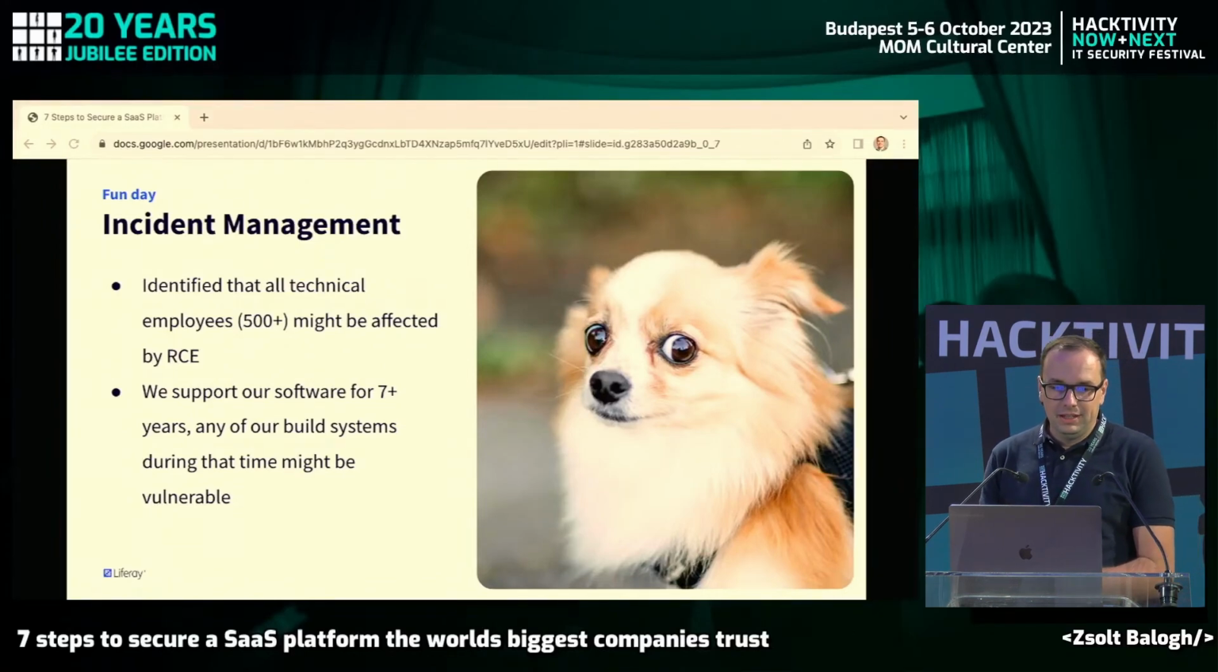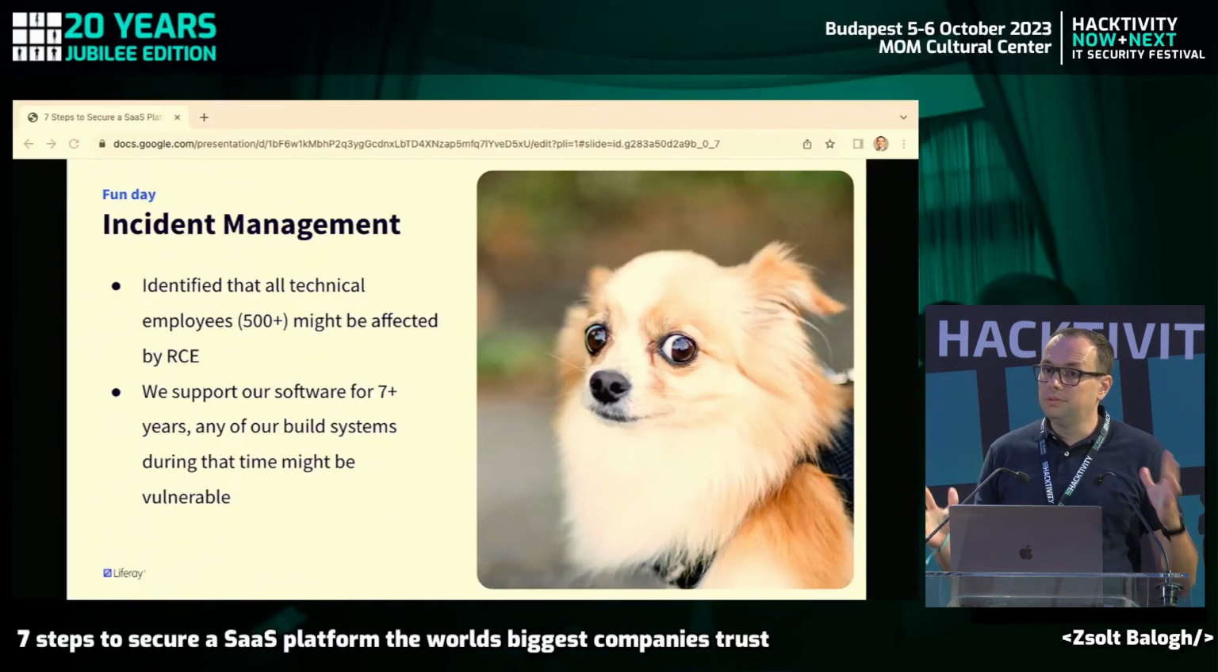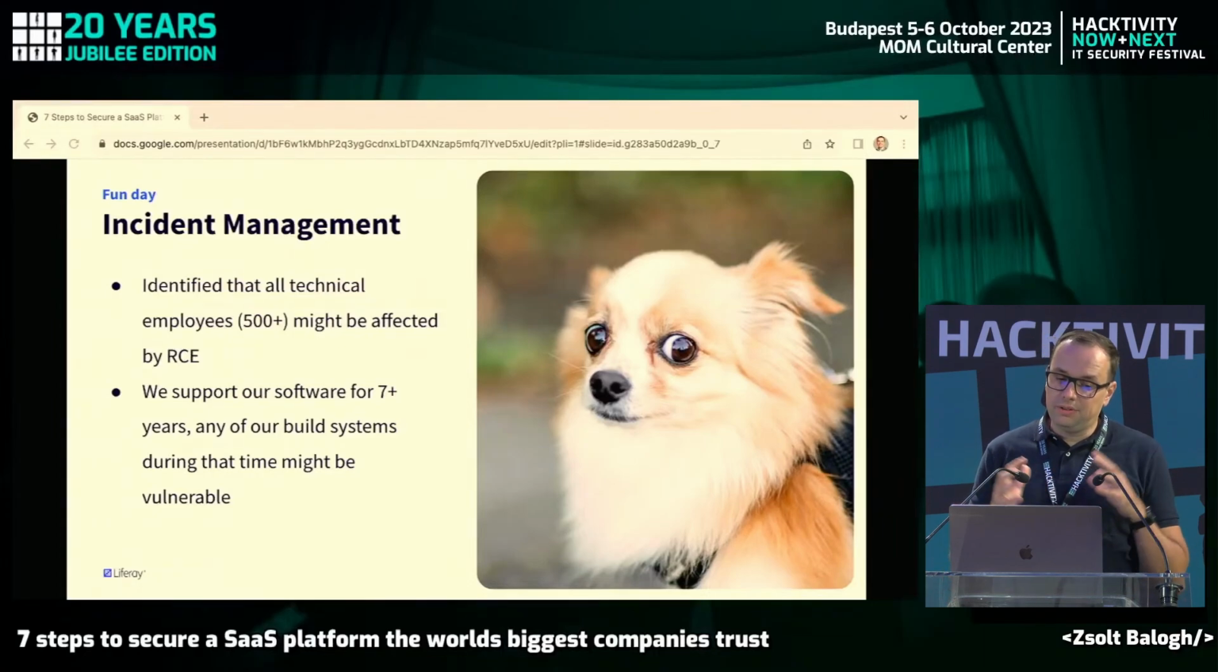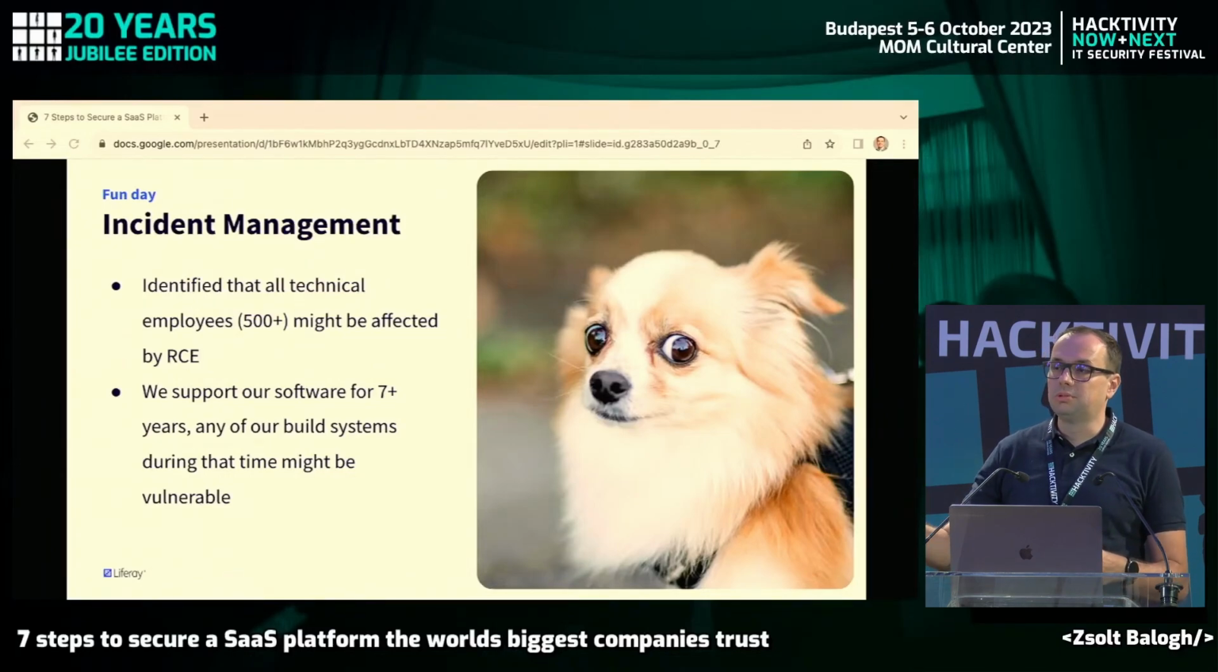We have identified that 500 employees of Liferay, we have more than 1,400 employees right now, but 500 technical employees might be affected if our build system is vulnerable to remote code execution. We had no idea what the problem was. We just saw that somebody could run remote code execution while we were running a build, one of our engineers. And we support our software stack for 7 years.